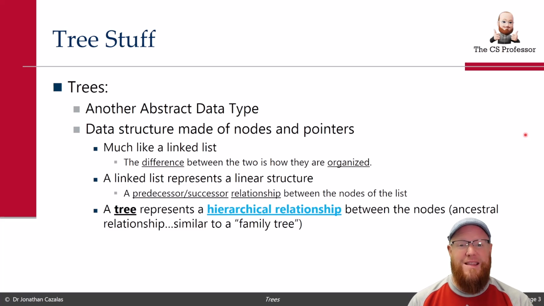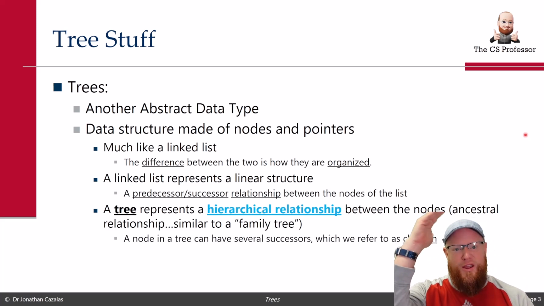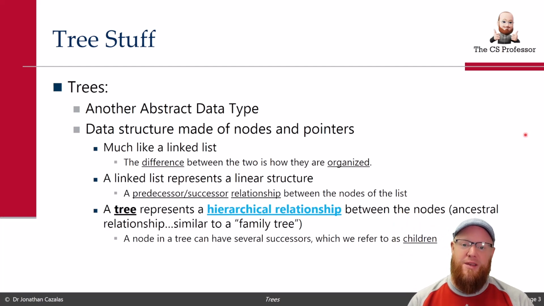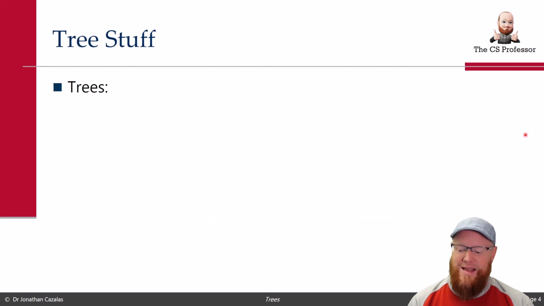I say here this ancestral relationship, similar to what you would see in a depiction of a famous family tree, right? Where you have a parent or there's some great grandparent of the family, their children and their children's children, and so on. A node in a tree can have several successors, which we call the children of that given node. And a node's predecessor you can think of as its parent.